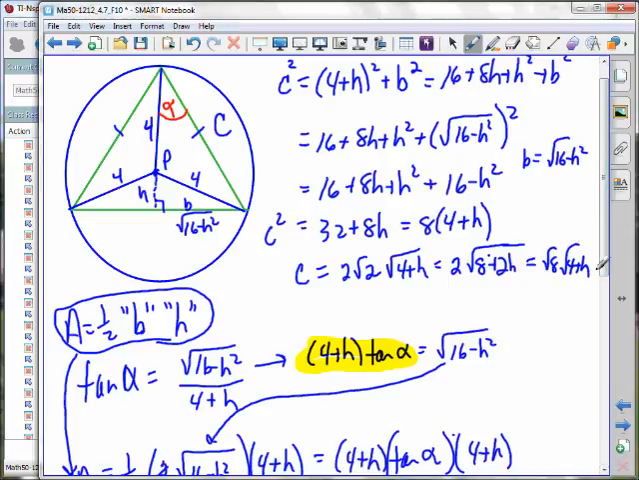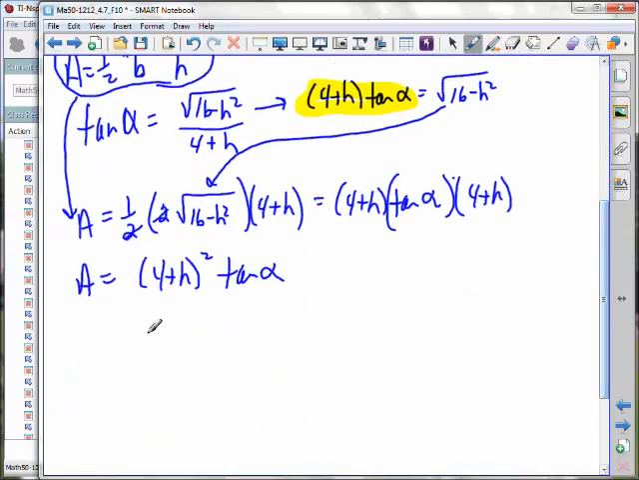I'm going to go back. I see in my notes that I left C as the square root of 8 times the square root of 4 plus h. Let me give you a little bit of a hint. What if we use cosine alpha?